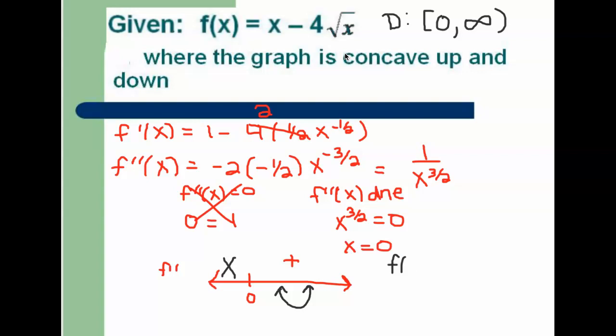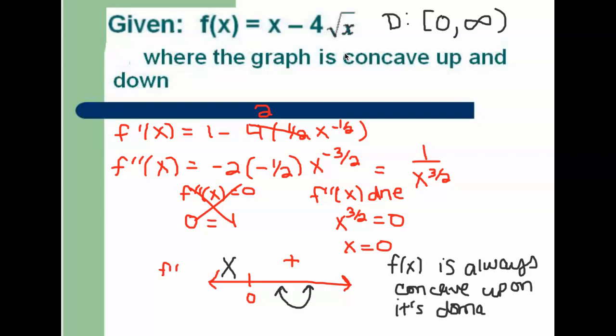So f of x is always concave up on its domain, and its domain is 0 to infinity. So if you wanted to write out where it was concave up, you would put concave up, and you could go 0 to infinity as well.